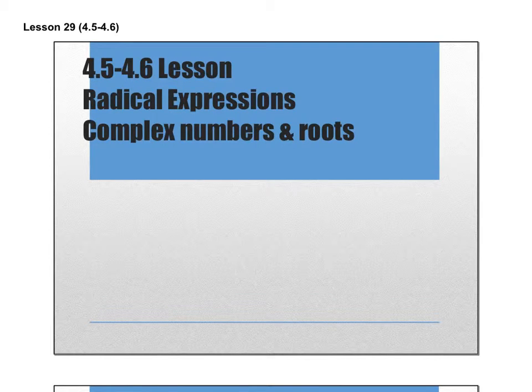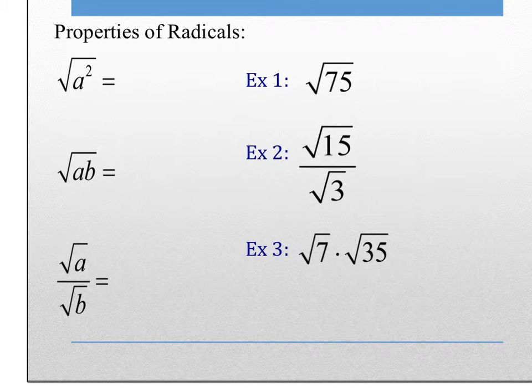Alright, we're going to do a lesson on radicals, complex numbers, and roots, and it's a combination of two sections in the book. Okay, so some properties of radicals. If you take a square root of a square, those cancel, and so you'll end up with a. If you have a square root of two numbers multiplied, you can separate those: square root of a times the square root of b.